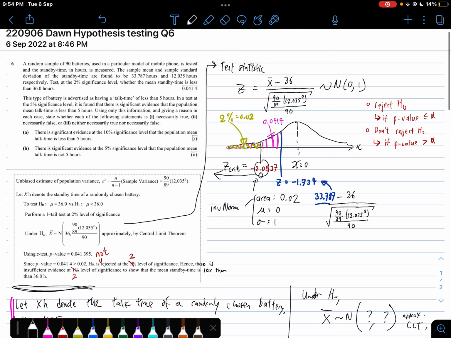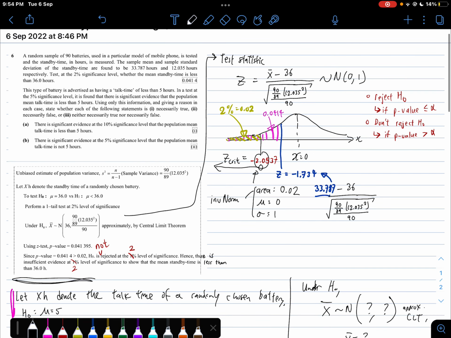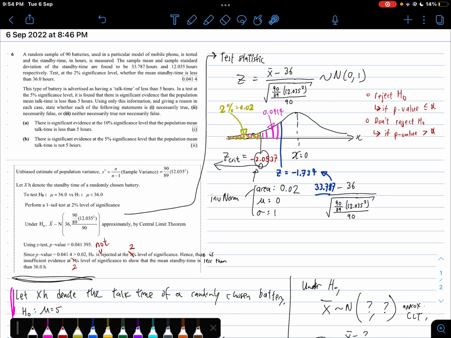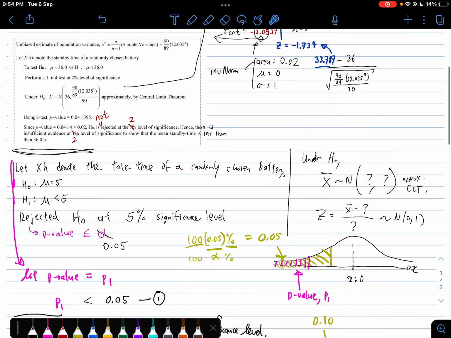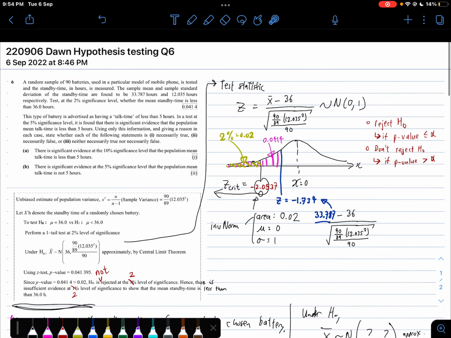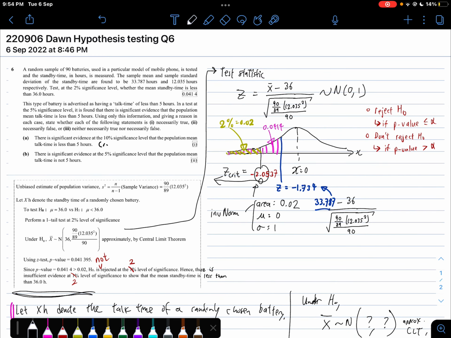So why did I talk about reject H0? It is because the question mentions that there is significant evidence at 10% that the population mean talk time is less than 5 hours. In other words, we want to confirm that the less than 5 hours is true. The H1, we want to accept H1, which also means we want to reject H0. Maybe I should write that down. This is just saying reject H0.